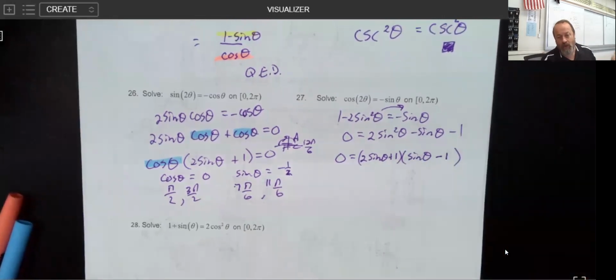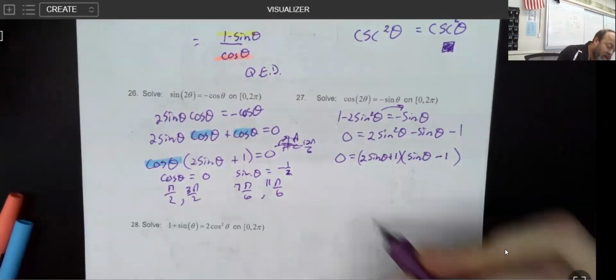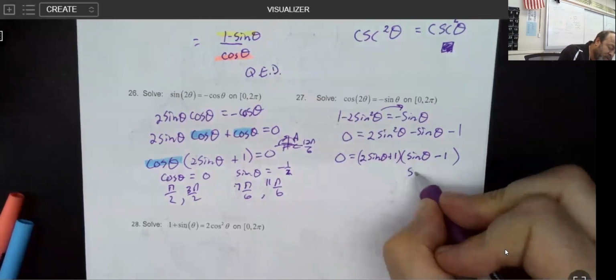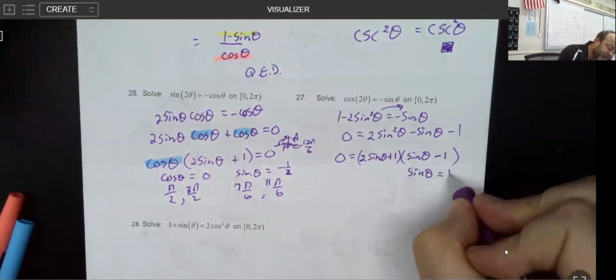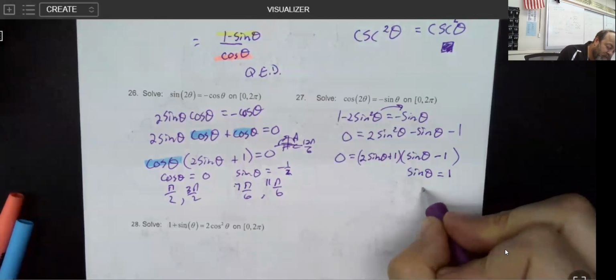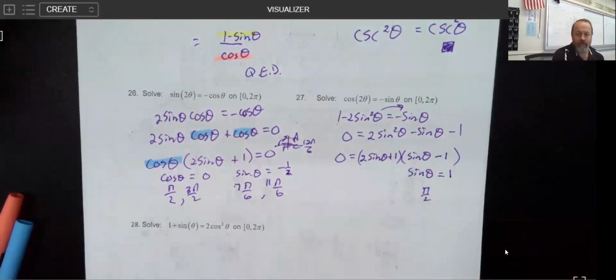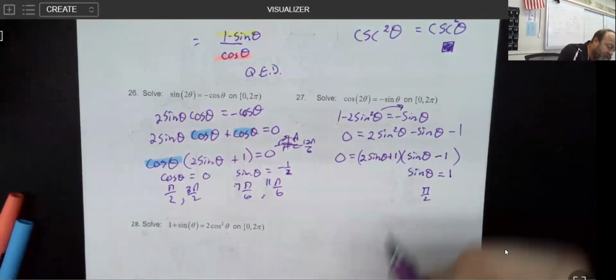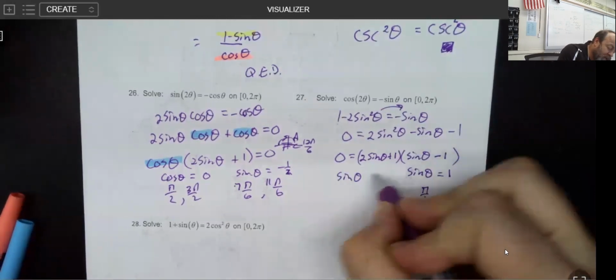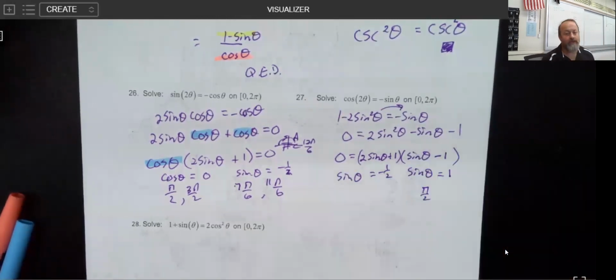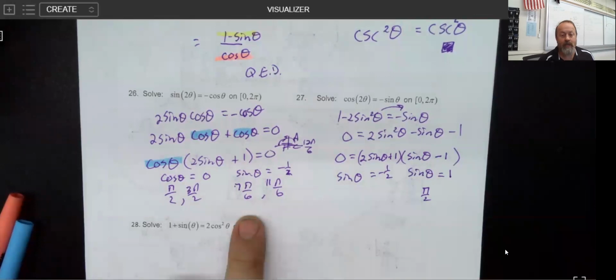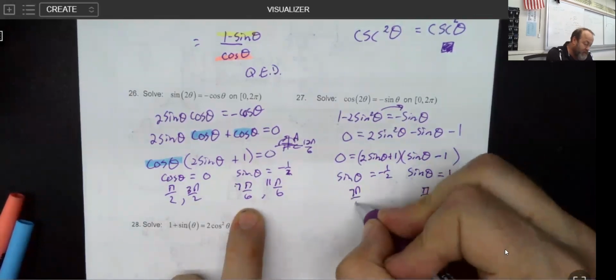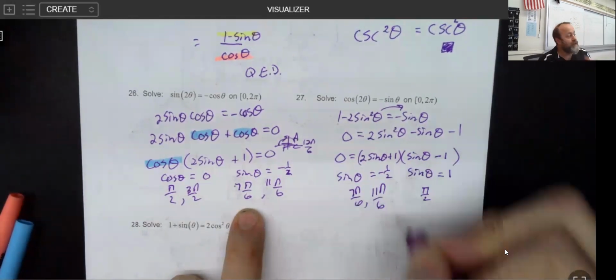So again, zero product property says the only way that this could be true is if the sine itself was 1, which happens at pi over 2. Again, unit circle, you can look through that thing. Or if the sine is negative 1/2, and you'll notice that was kind of nice. That's the same answer that we have over here. So I'm not going to redevelop that idea. I'm just going to chronicle it right there.